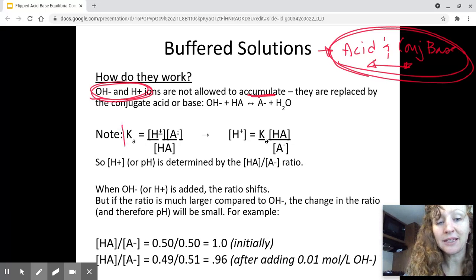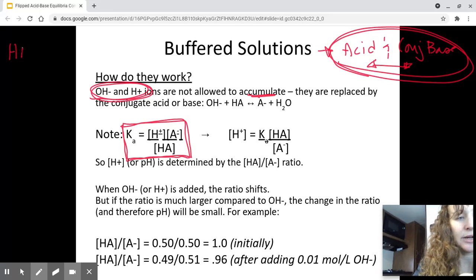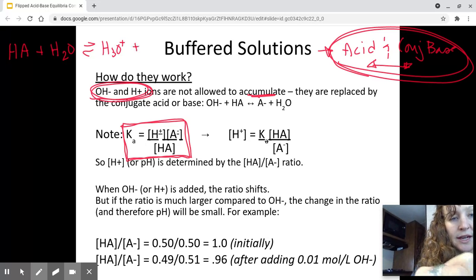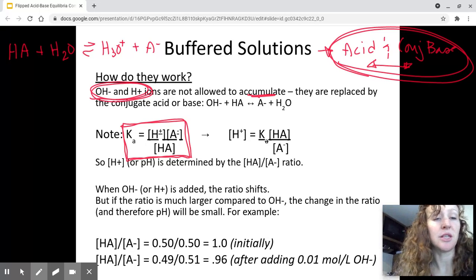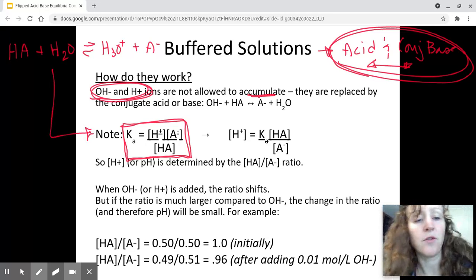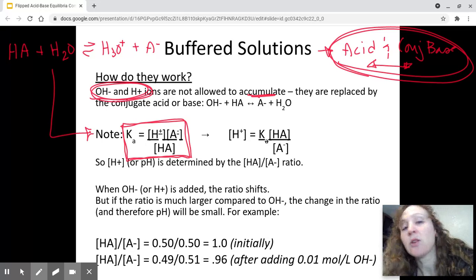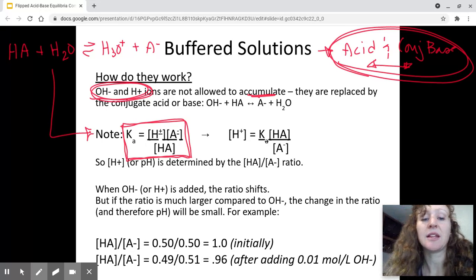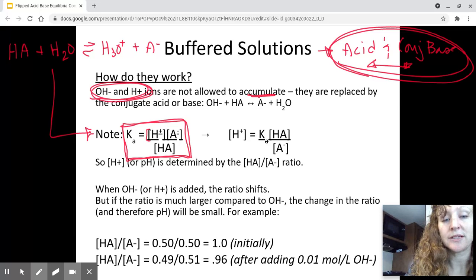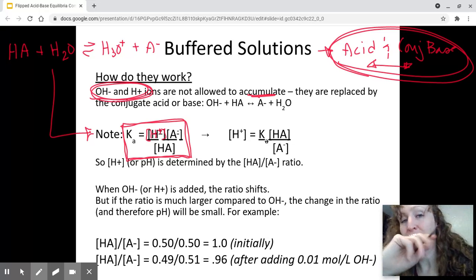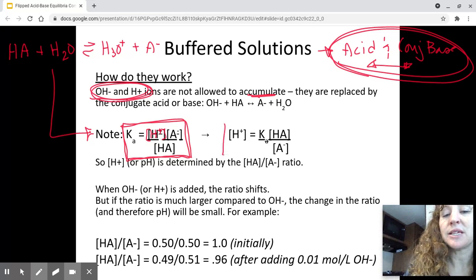Now, mathematically, let's look at this a little more carefully. This is a Ka equation for a general acid. If we take any acid, we can write it as HA, and we can write the generalized equation for that acid as such. This would be the Ka for that acid reaction. We can rearrange that Ka and solve for H+. So we take this A minus over HA, multiply by the reciprocal, and we get this equation.